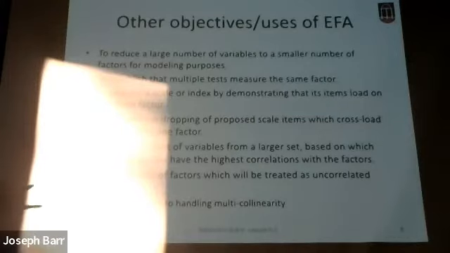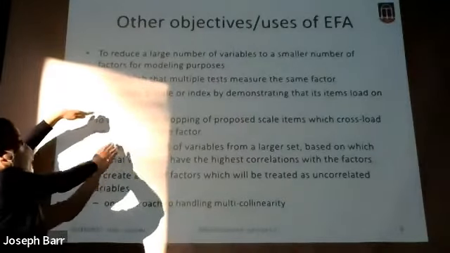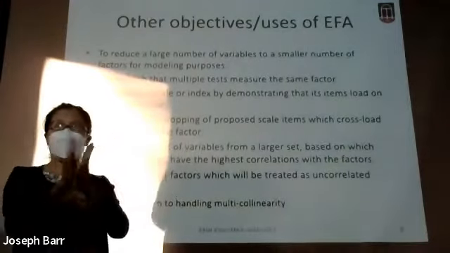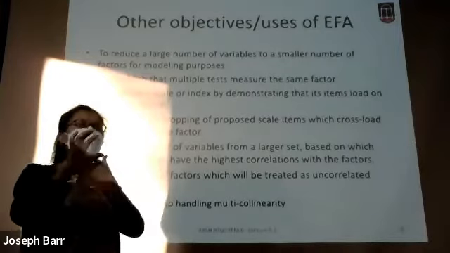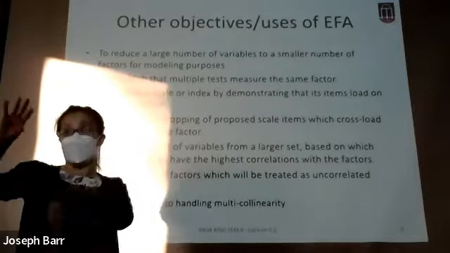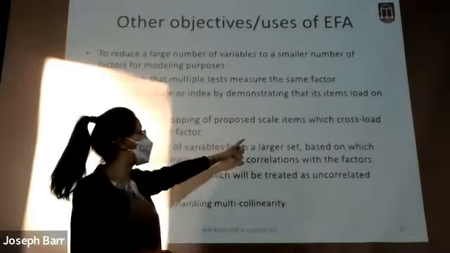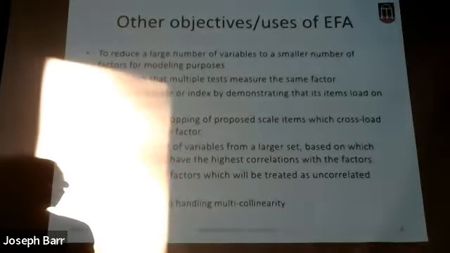Okay, so we're gonna discover the pattern, the structure. Also, we can validate by dropping some proposed scale items which cross-load on more than one factor. So sometimes you have a really good questionnaire, but after you run EFA, you can figure out that maybe this item is not well designed. I'm gonna drop it. Why? Because you look at those factor loadings, you have some cross loading. So I will show you what the cross loading is.